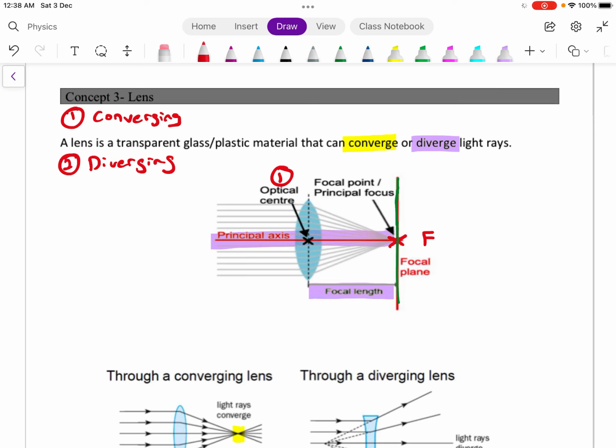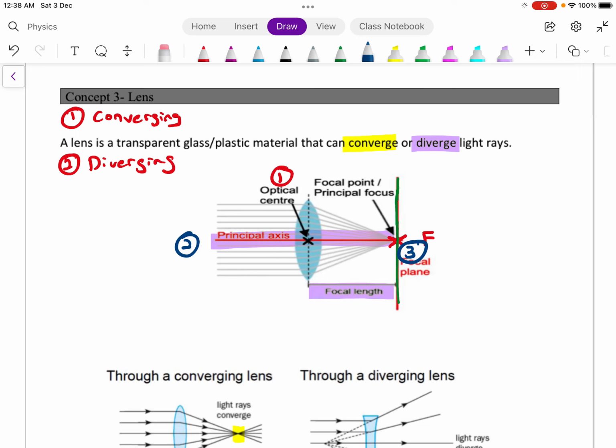Okay, so there are a few features for a lens. So the very first important will be your optical center. So optical center is just the middle of the lens. Okay, of course the next one will be your principal axis. So principal axis is something like your imaginary line, where the focal point lies on. So the third will be known as your focal point. Yeah, so this one is the most important one, I feel. So focal point is where the light will converge.